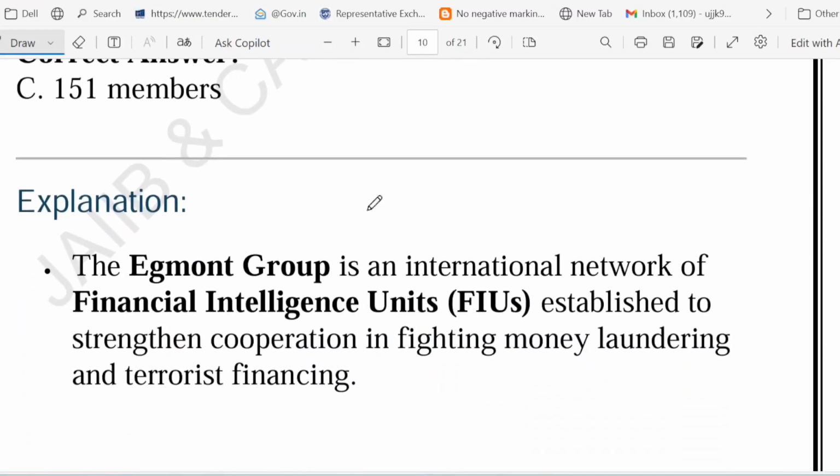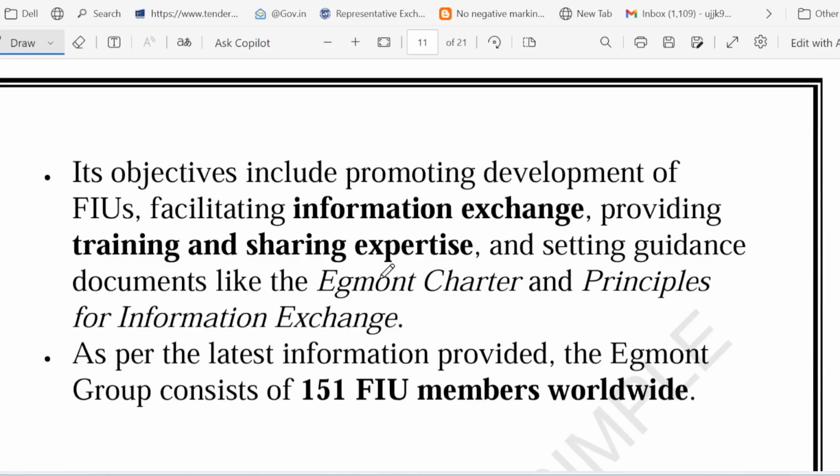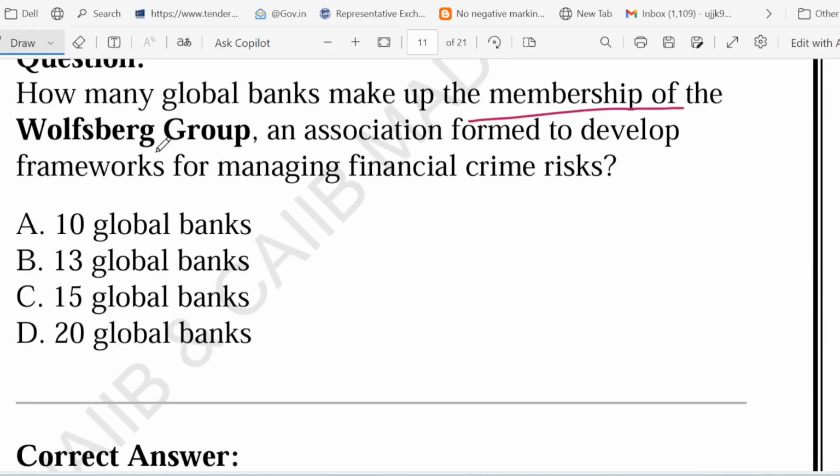The Egmont Group is an international network of financial intelligence units established to strengthen cooperation in fighting money laundering and terrorist financing. Right. Now the next question, about which banks make up the membership of the Wolfsberg Group, was asked in the examination. Options are 10, 13, 15 and 20.